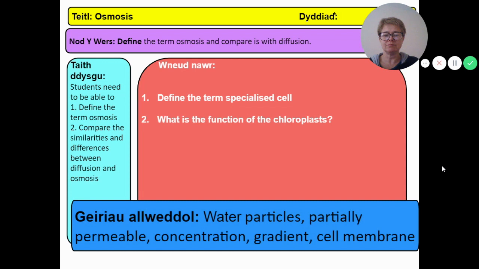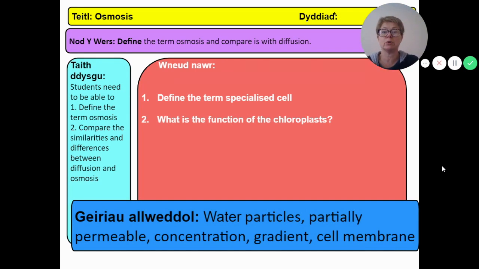Okay, so the keywords are very similar to the ones we used in the diffusion lesson, so I'm not going to go through them all one by one, but we'll recap them as we go through the lesson. So our do now task, specialized cell. Well, hopefully you remembered from our previous lesson that specialized cells are cells that are adapted for a specific function.